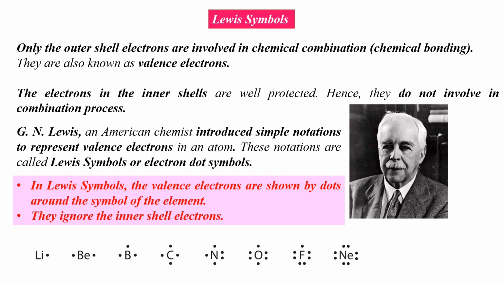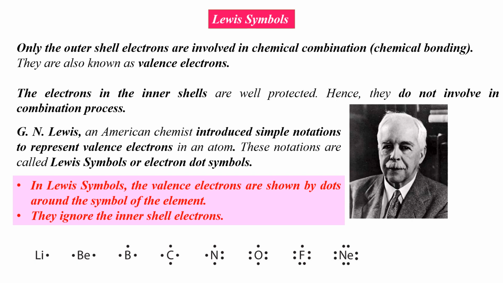Only the electrons present in its outermost shell, or in other words, valence electrons, would be involved in the formation of chemical bonds. Now, what about the electrons present in the inner shells of atoms? The inner shell electrons are well protected and generally they are not involved in the chemical combination process. Clear? So, once again, which electrons are involved in bond formation? It is the valence electrons or outer shell electrons of atoms.